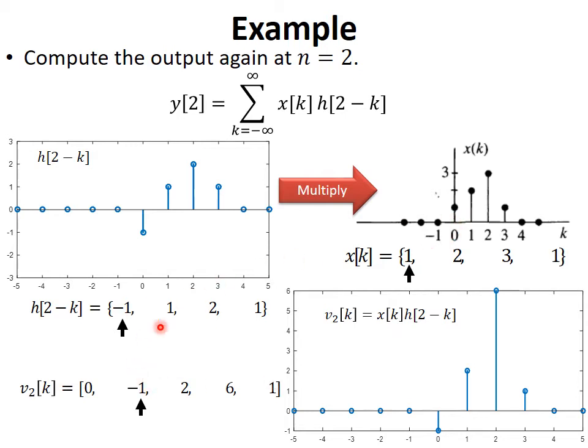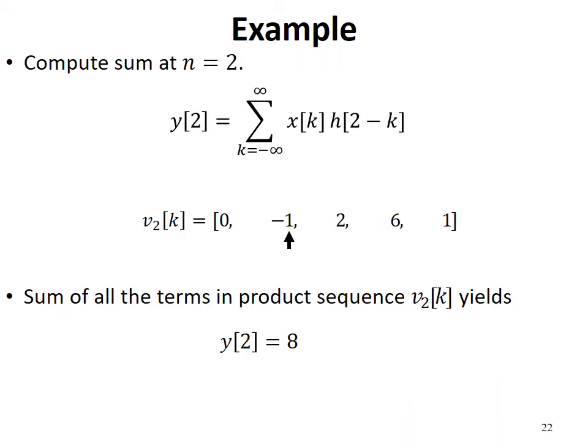-1 multiplied by 1, which is -1, 1 multiplied by 2, which is 2, 2 multiplied by 3, which is 6, 1 multiplied by 1, which is 1. So v2 of k is equal to 0, -1, 2, 6 and 1. Now the next step is to sum all the values of the product sequence v2 of k, and when you sum all these values you will get 8. So y2 of k is equal to 8.